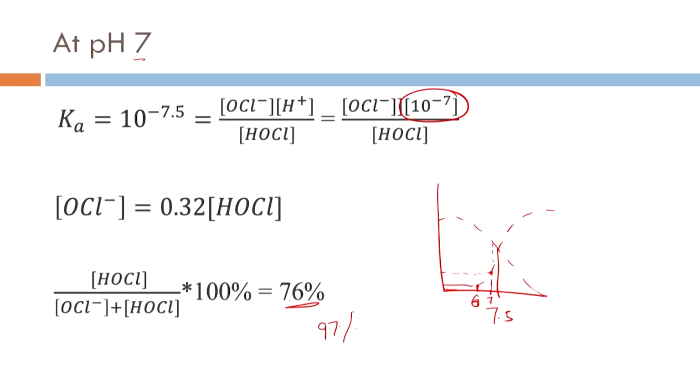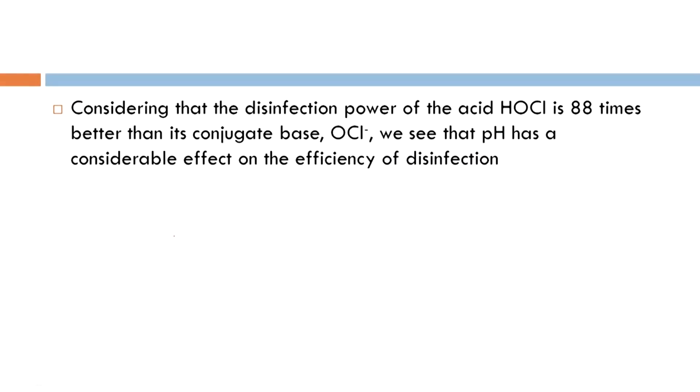So, again, when we spray the disinfectant and such, what do you need to look at? One is the concentration of your relevant HOCl, because that is typically what kills, as it is the better oxidizing agent, and also secondly the pH. But again, do most of the disinfectants that people use to kill corona, which anyway is not effective, maintain this? Not really. I just wanted to point one aspect out. And here is another aspect: considering that the disinfection power of the acid HOCl is 88 times better than its conjugate base OCl minus, we also see that pH has a considerable effect on the efficiency of disinfection.